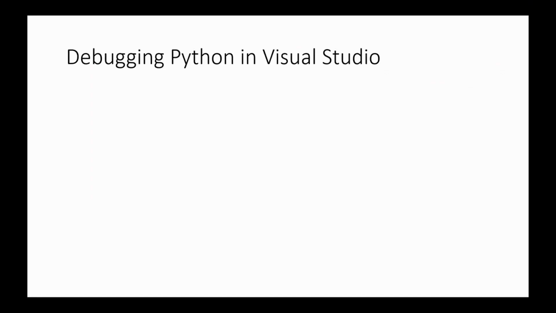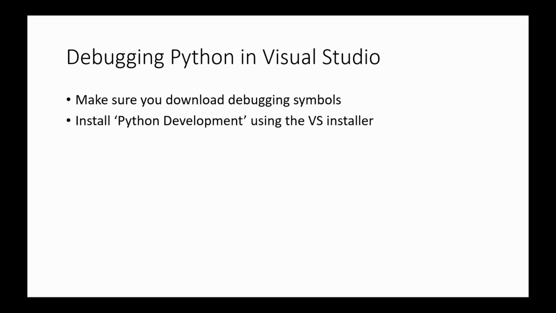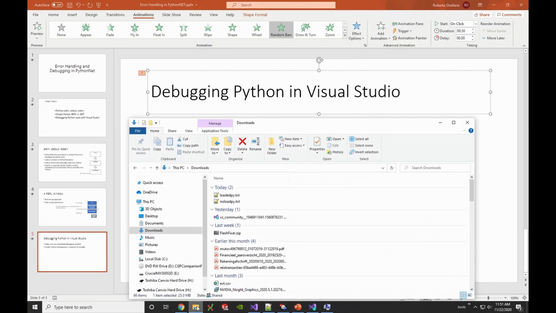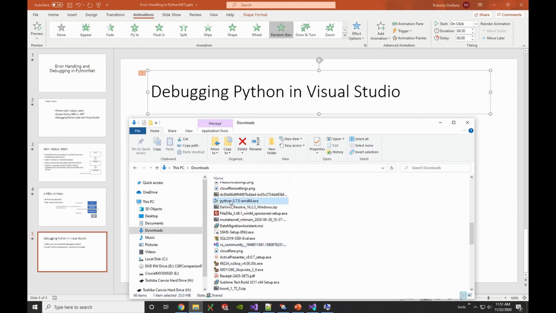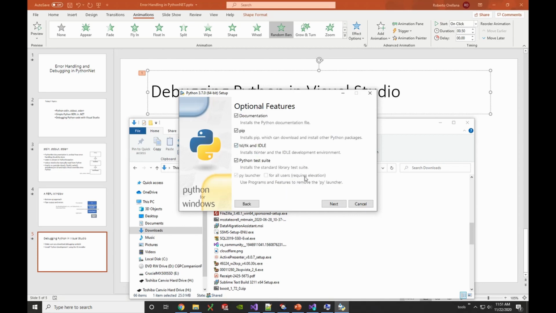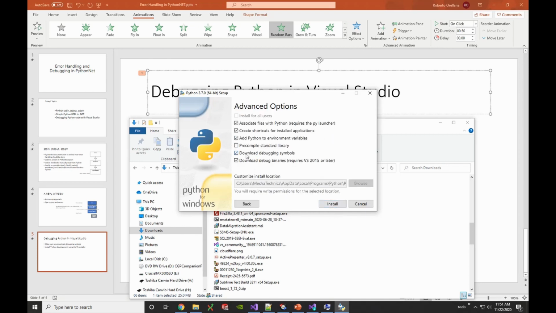The last thing I want to talk about is debugging Python in Visual Studio. For that, you'll need two things. The first thing is to make sure you download the Python debugging symbols, and next is the Python development. Let's go over that. First things first is the Python debugging symbols, which you can actually get from your Python installer. If you're installing Python for the first time, then you will go through the setup steps, but since I already have it installed, I'm going to go to Modify, Next, and you need to make sure that these two checkboxes are checked, and that's it.